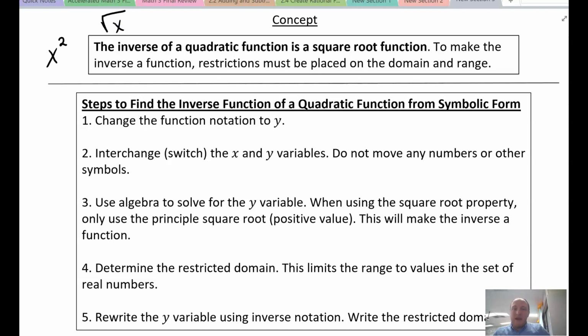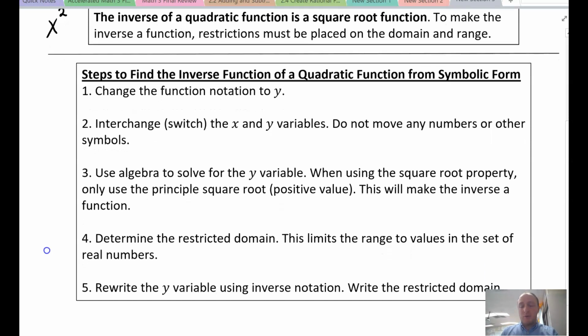Now, in order to make an inverse function specifically for a quadratic, we have to place restrictions on our domain and our range. So when we take the inverse, it is a function and it passes the vertical line test like we talked about in the previous lesson. We'll go ahead and do that in step 4.